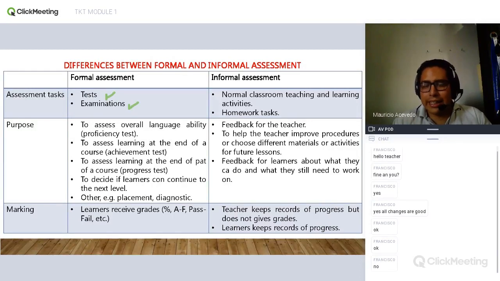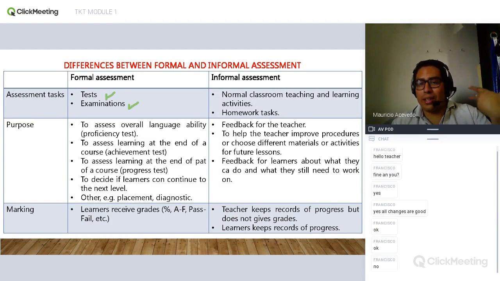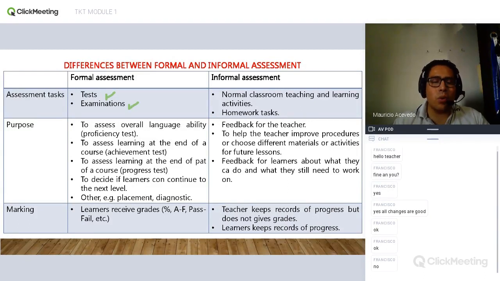Informal assessment. The teacher keeps records of progress but does not give grades. Okay, it's normal to have a checking list, like, okay, Francisco, he did this homework, he did the other homework, he didn't do this homework, the next one, yes, he did. So you're just marking the progress. But in reality, you are not giving them a grade. Or for example, that can be also for the students. Learner keeps records of progress, and this is more commonly named a portfolio.